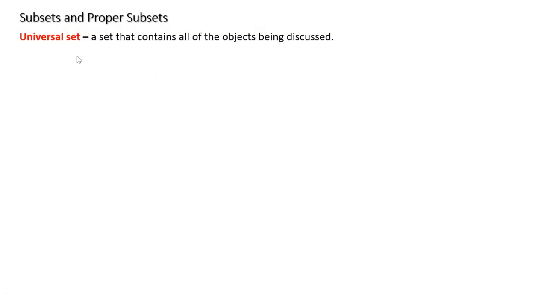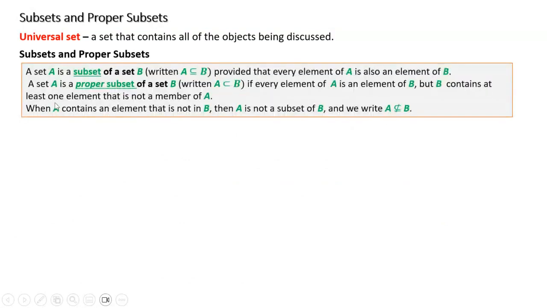Okay. Now let's continue. Now we come to more definitions. What are subsets and proper subsets? Okay, but before we do that, let's explain the universal set. The universal set is a set that contains all of the objects being discussed. And later on, I'll show you examples of each one of these. Now comes subsets and proper subsets.